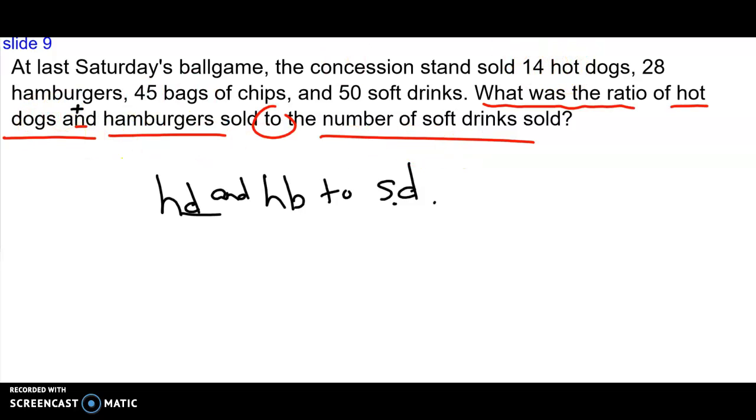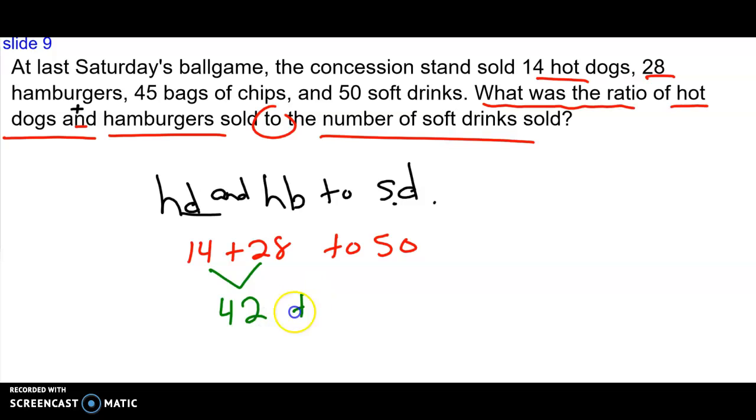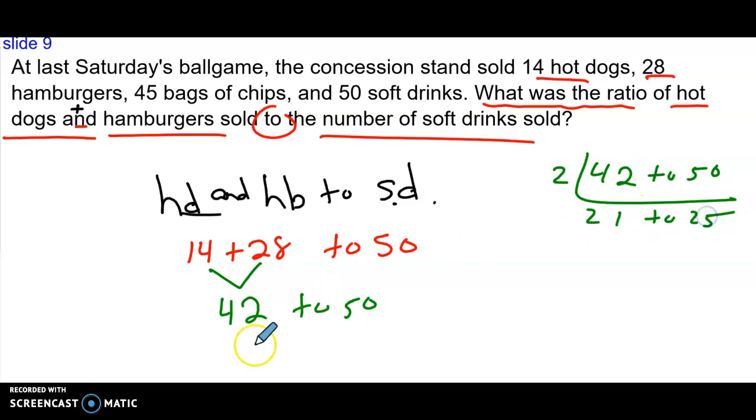So how many hot dogs did we have? We had 14 hot dogs and 28 hamburgers to 50 soft drinks. All right, what are we going to do? Add these guys. 14 and 28 gives me 42 to 50. Now simplify it. 42 to 50. Pull out a factor of 2, and I get 21 to 25. So 21 to 25. What is the ratio of hot dogs and hamburgers sold to the number of soft drinks sold? 21 hot dogs and hamburgers to 25 soft drinks.